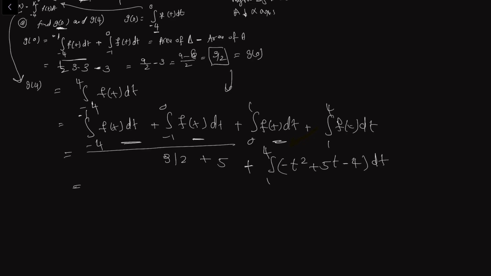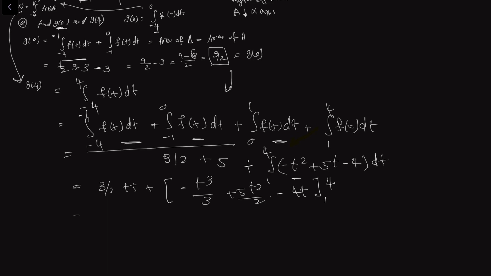Okay, so it will be 3 over 2 plus 5. Plus, if we integrate this here, it will be minus t cubed over 3 plus 5t squared over 2 minus 4t. And that's from 1 to 4.